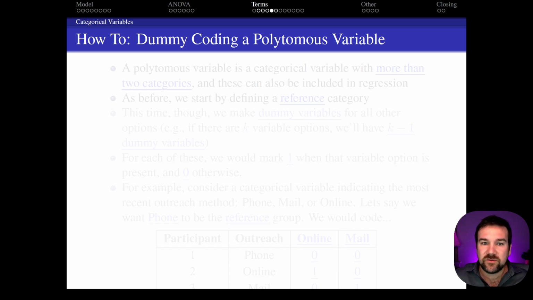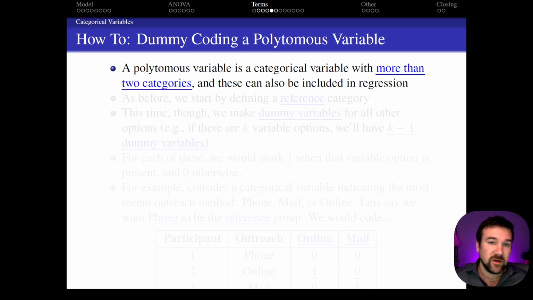All right, so let's discuss a polytomous variable. Polytomous is just a very fancy way of saying a categorical variable with more than just 2 options. And these can also be included in regression. In that first case, remember I mentioned a hypothetical case where we just had one independent variable that was binary coded. In that case, that is mathematically identical to a t-test.